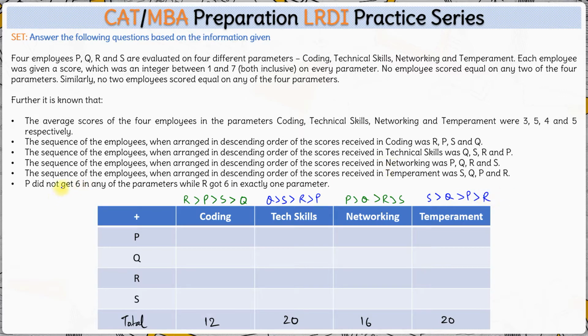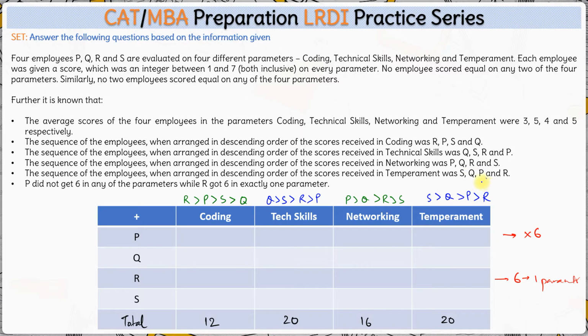Fine. P did not get 6 in any of the parameters. And R got 6 in exactly one parameter. Now, since R gets 6 in only one parameter, which parameter can this be? Which parameter can this be where R gets 6?